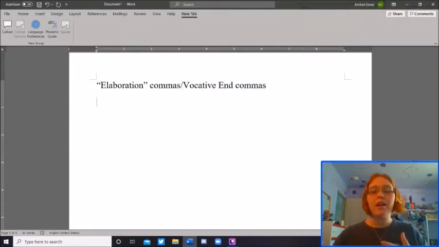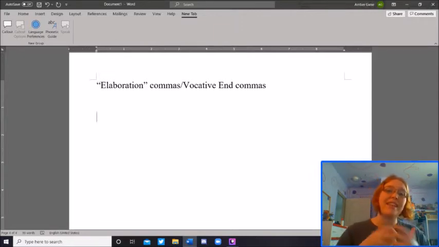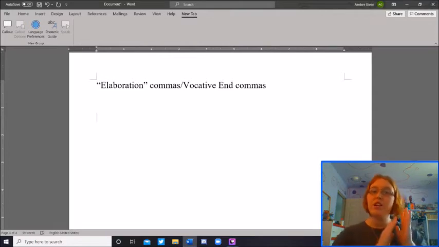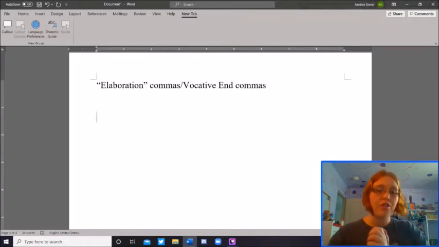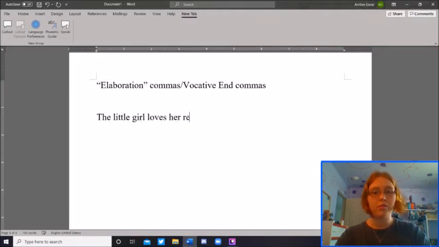Now this last one is very similar to the introductory element comma and to the bubble comma. The elaboration comma or the vocative end comma is when you have extra information that you want to put at the very end of the sentence. Introductory element was at the very beginning, bubble commas are in the middle, and vocative end or elaboration commas are at the very, very end. So let's say I want to talk about the little girl loves her wagon. But what if I wanted to describe the wagon?